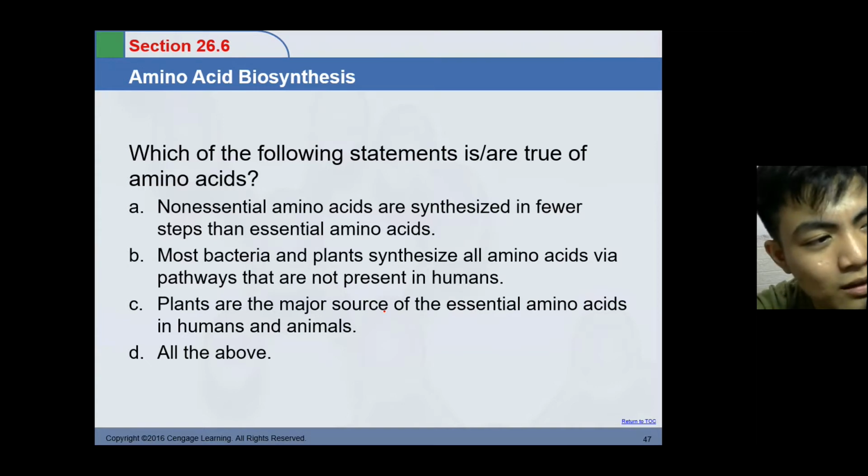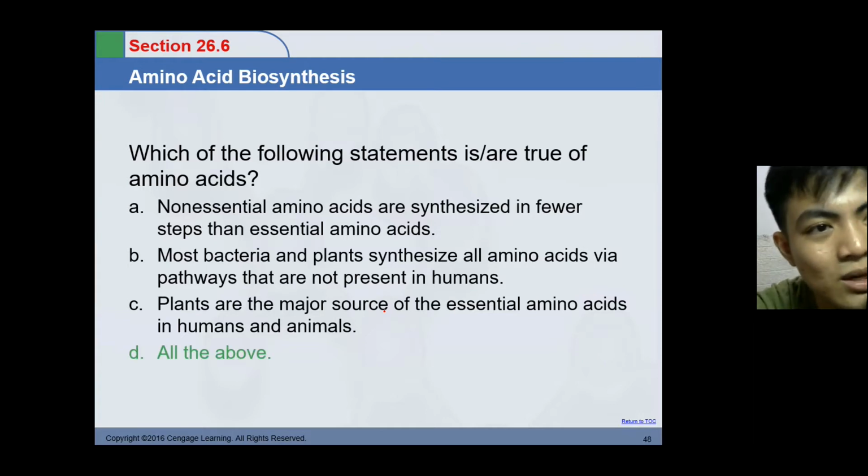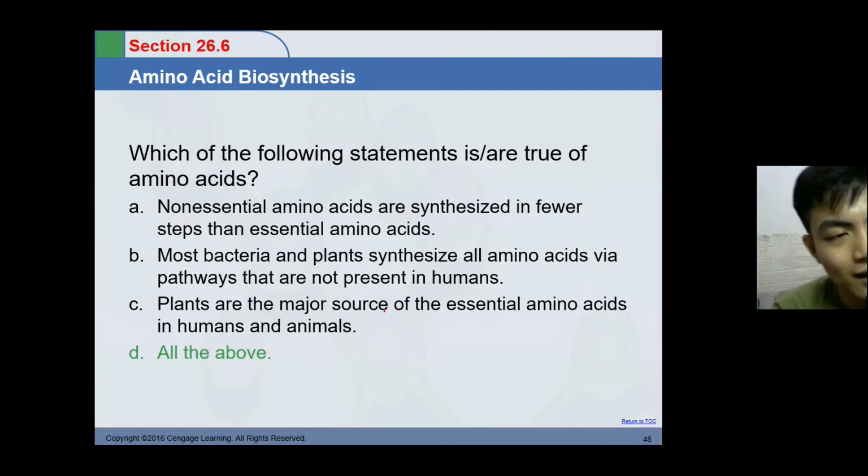Letter C, plants are the major source of essential amino acids. So, that is true, no? Kaya nga, I always say na kumain tayo ng gulay. So, the answer for this problem is all of the above. Because, hindi natin kaya mabuhay on our own without essential amino acids.